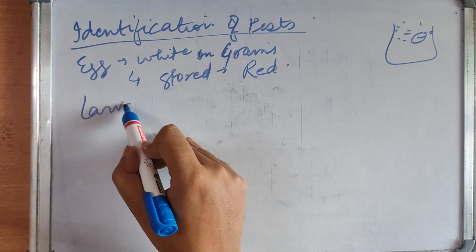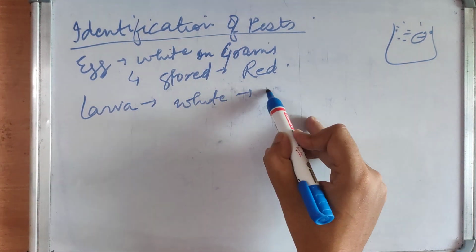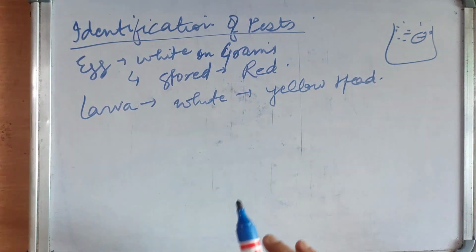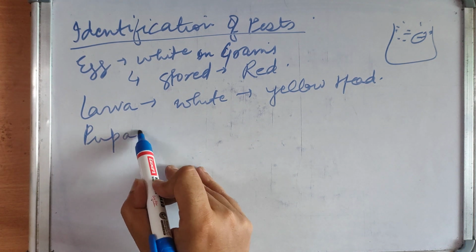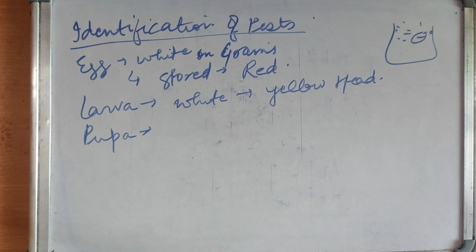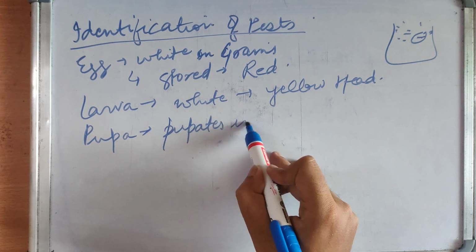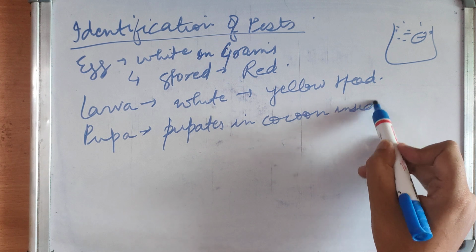Larva is white in color with a yellow head. Pupa pupates in a cocoon inside the grain.